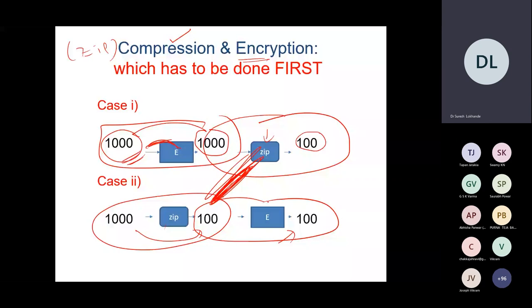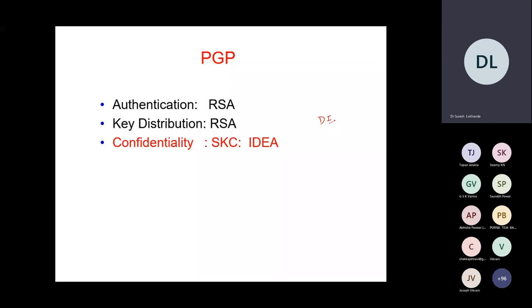Okay, from this you understand that in our PGP we are going to have the RSA algorithm for authentication and key distribution purposes. Again, for authentication and confidentiality, it is symmetric key cryptography. I have discussed the data encryption algorithm. Similarly, there is another algorithm, and from the digital signature point of view, RSA and MD5 will be there. In the real world, all these things will be taken into the picture.